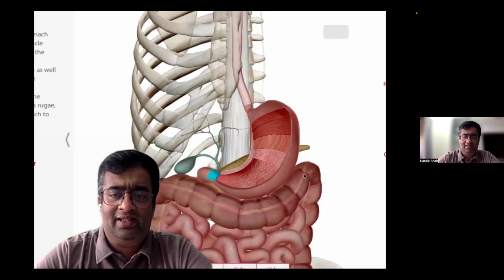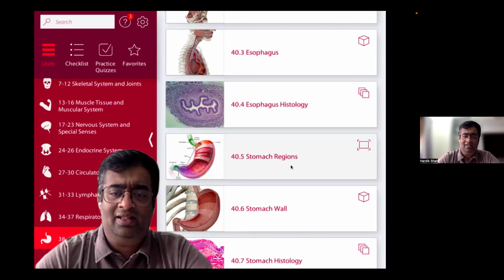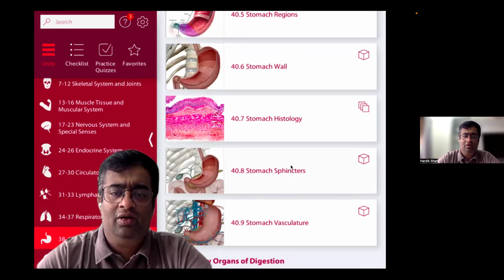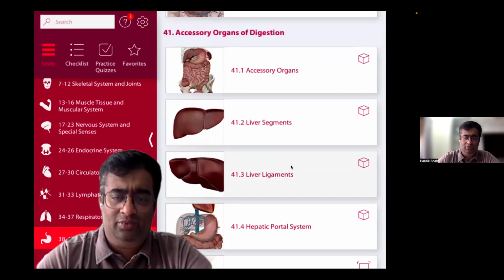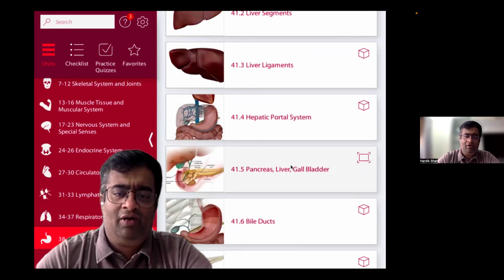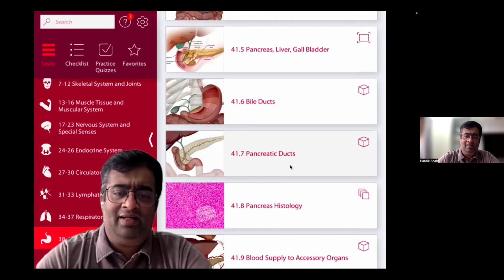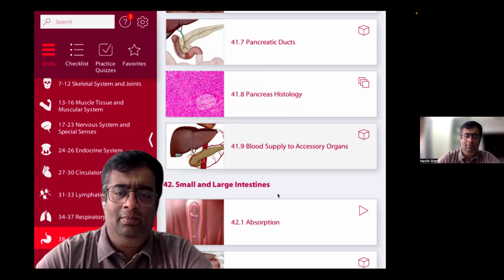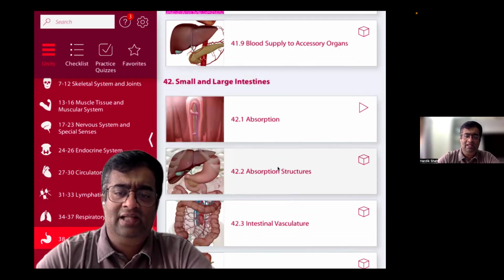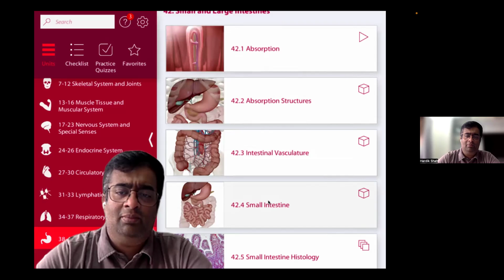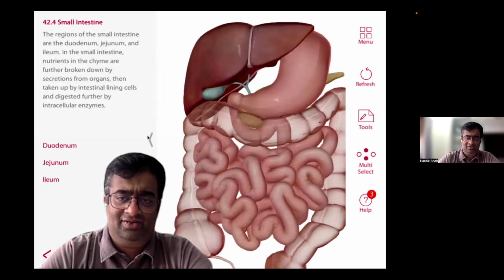Moving on to the small intestine. The small intestine is the main site of digestion of food, as well as the site for absorption of the digested food. Now, apart from receiving the contents from the stomach, the duodenum of the small intestine also receives juices from the liver as well as the pancreas.